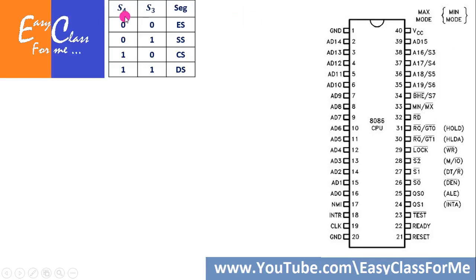If the S4 bit and S3 bit have these particular combinations, then these particular segments will be accessed. Whenever S4 S3 is equal to 0, then ES or the extra segment will be accessed, and similarly when they have these particular combinations, this particular segment will be accessed. So the S3 and S4 bits indicate which memory segment out of the complete 1 megabyte of memory you are trying to access. So this is an important thing to have.